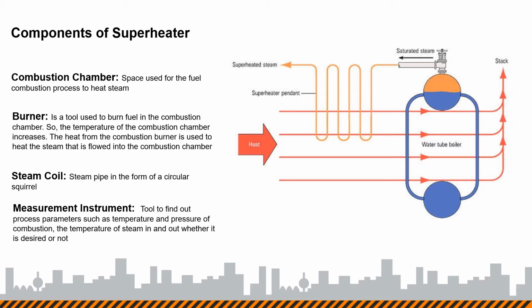Steam coil is a steam pipe in the form of a circular spiral. And measurement instrument is a tool to find out process parameters such as temperature and pressure of combustion, and the temperature of steam in and out, whether it is as desired or not.